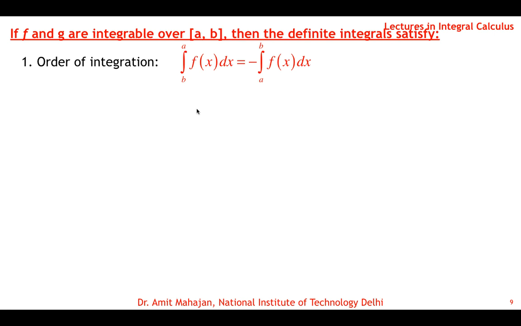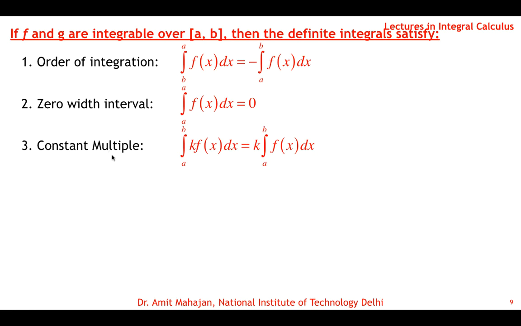The second is the zero width interval. That means the integral of f(x) from a to a, over a single point, is 0. This is because the delta x size will be 0, so f(ck) times delta xi will be 0. The Riemann sum is exactly 0 in this case for a point. Third, the constant multiple rule: the integral from a to b of k times f(x) dx, we can take k outside the integral and write it as k times the integral from a to b of f(x) dx.